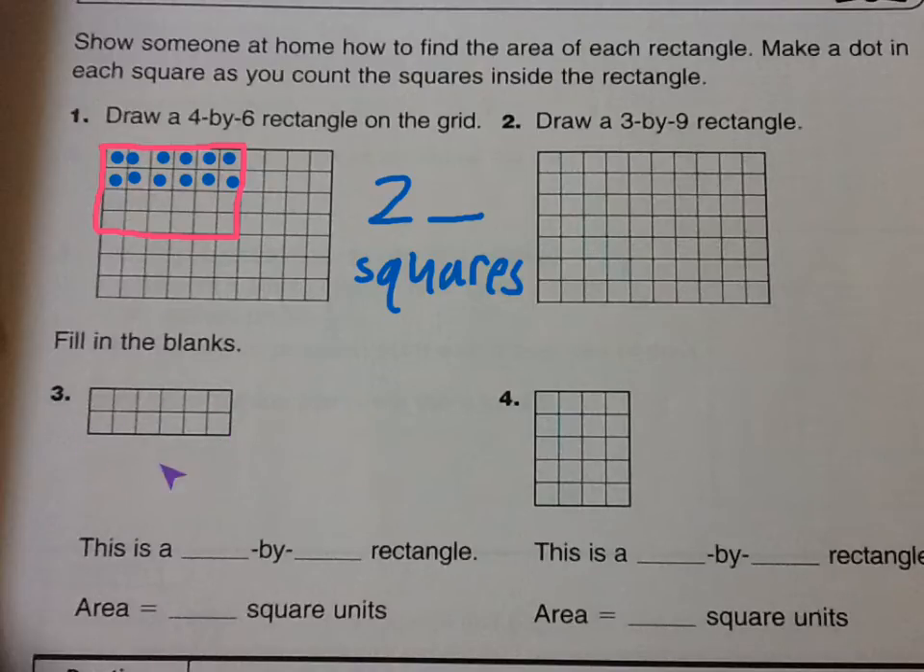Down here, you're not drawing a rectangle, you're just looking at this one here. This is a blank by blank rectangle. It is a 2 by something rectangle, you can figure out. And the area is how many? Count again the squares in the middle. Same thing here. This is a blank by blank rectangle, and what is the area? How many square units are inside?